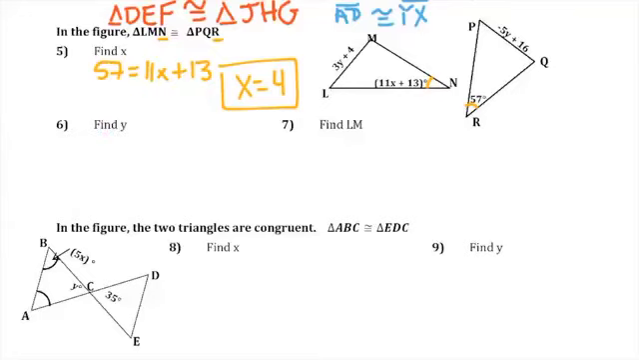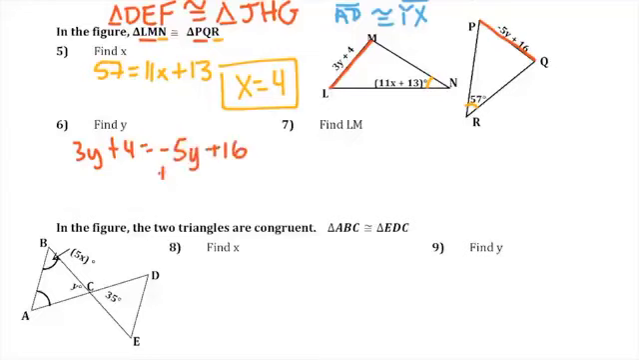Number 6, find y. Y is part of the expression giving the length from L to M. When we look back over to our statement, LM is in the same position as PQ. So PQ is going to have the same length. It also has a y, which is nice. And we can set up an equation by setting these equal to each other, because congruent corresponding parts have the same length. So we can write 3y plus 4 equals negative 5y plus 16.